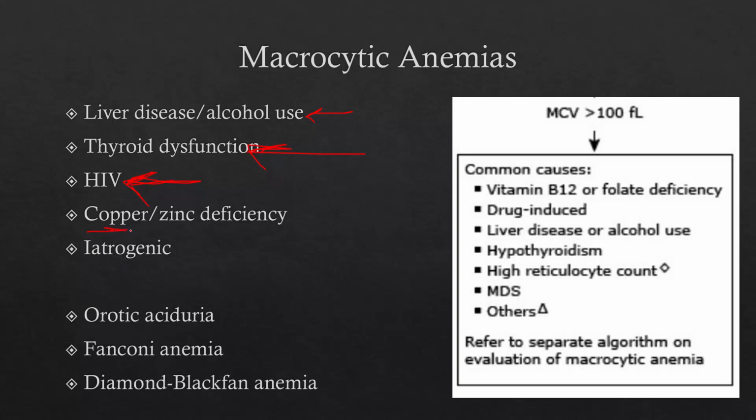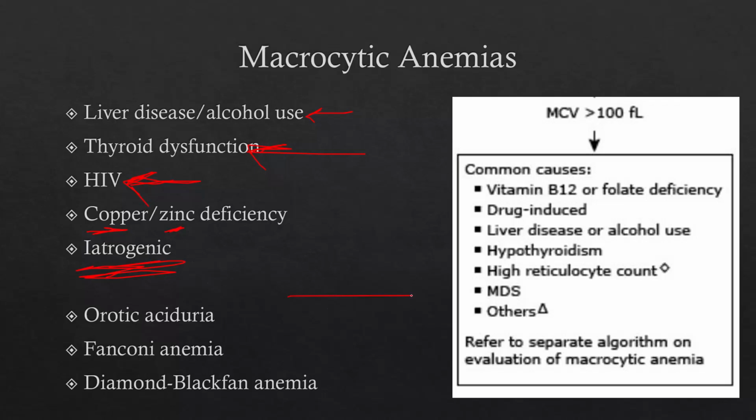Copper and zinc are some elements that we don't really think of in the bloodstream, but they can cause a macrocytic anemia. And then iatrogenic, different types of drugs. There's a few drugs out there that will actually lower B12 and folate levels. I think isoniazid, and metformin can actually do it as well. That's usually the mechanism, but always review the med list.